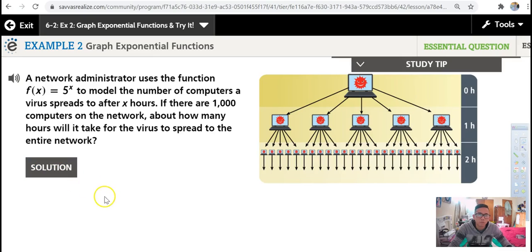Okay. Now let's take a look at this one example here. So we're going to graph an exponential function. I want you to listen to the problem and let's solve and graph this one. A network administrator uses the function f of x equals 5 to the power of x to model the number of computers a virus spreads to after x hours. If there are 1,000 computers on the network, about how many hours will it take for the virus to spread to the entire network? All right, so the initial amount is just one computer, and the function is f of x equals 5 raised to x.